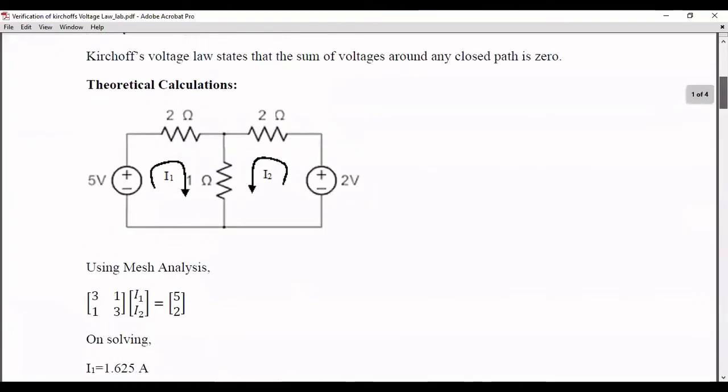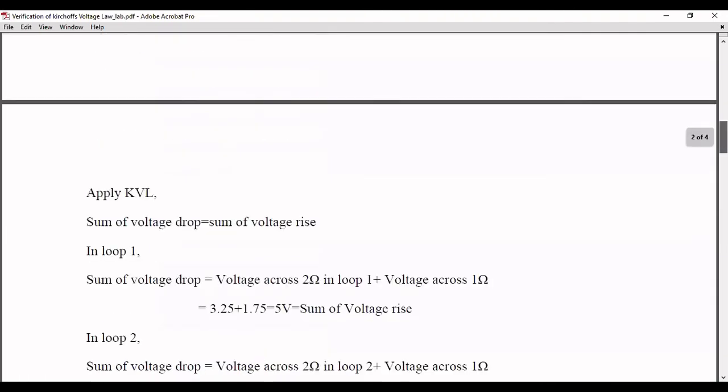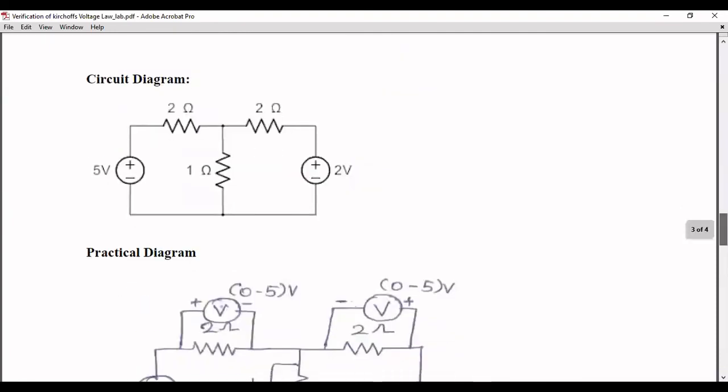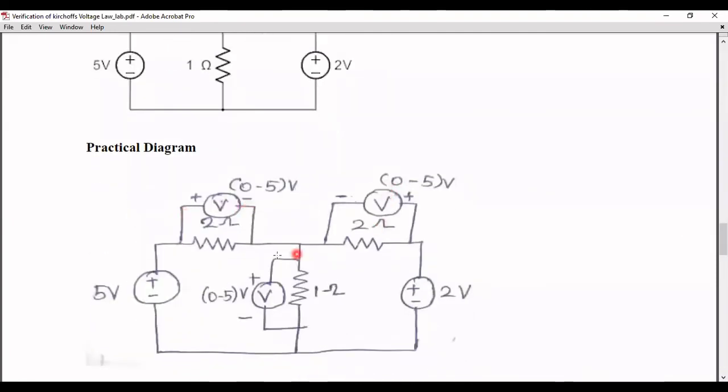Here you have to connect the voltmeter at this point. In order to connect the voltmeter, it should be connected in parallel with the resistor. In the last video, the ammeters were used to measure current. Ammeters are connected in series with the resistor. Here the voltmeters are connected in parallel with the resistor. Here we need voltmeters across this 2 ohm resistance, this other 2 ohm resistance and this 1 ohm resistor. We need 3 voltmeters. So in the practical diagram, it is connected like this. 3 voltmeters are connected in parallel. Or you can use a single voltmeter.